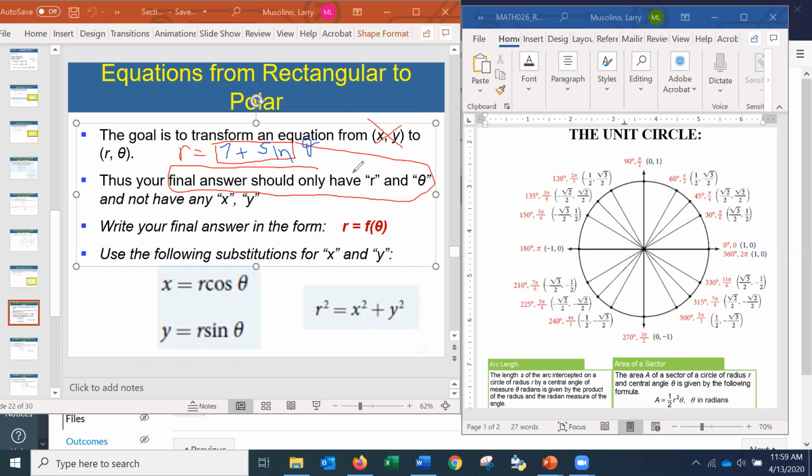Well, the way you're going to do this is just use these different substitutions that we've been working with. So use these formulas. Anytime you see an x in the equation, replace it with r cosine theta. Anytime you see a y in the equation, replace it with r sine theta. If you happen to see x squared plus y squared in the equation, you can replace that with an r squared. All right, so you're going to be doing some detective work, and anywhere you see an x or a y, you'll try to replace it using these kinds of equations. Let's do a couple of examples.